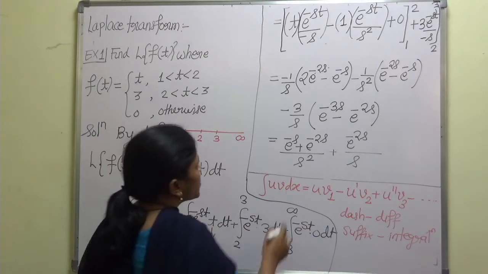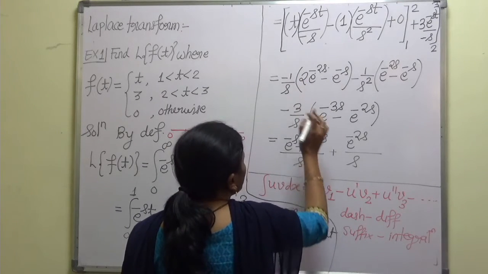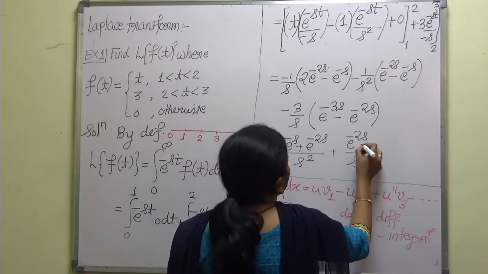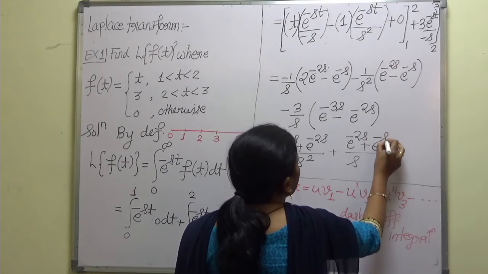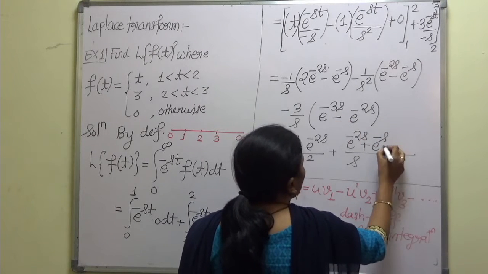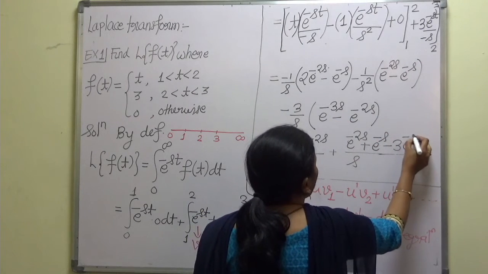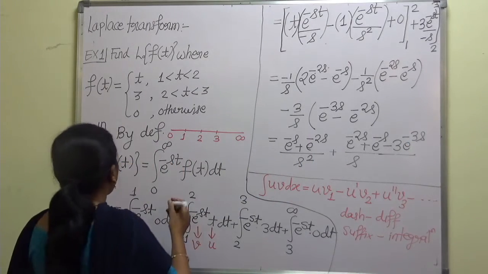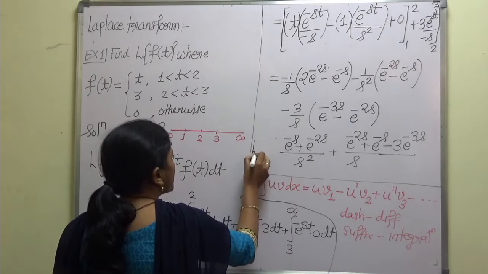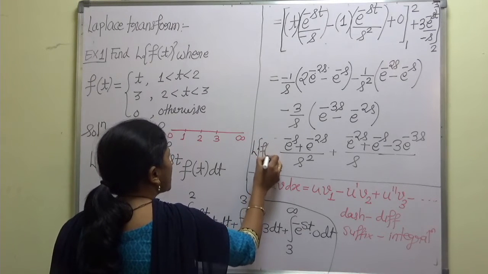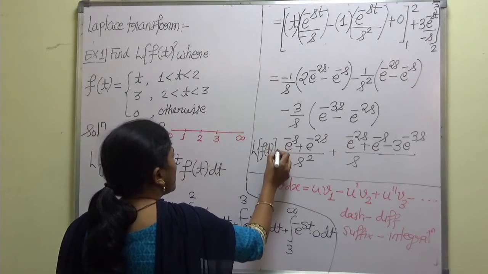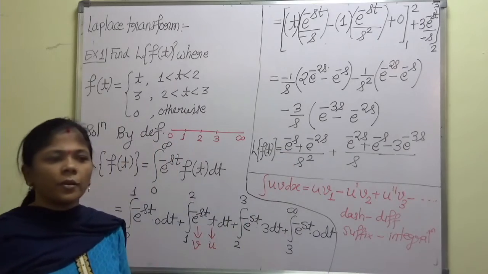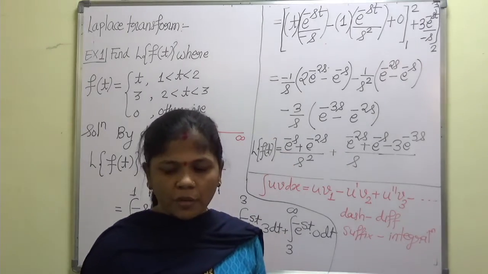Okay, now next. Minus minus plus e raised to power minus s. And here what is left? Minus 3 e raised to power minus 3s. So this is the required Laplace transform. So the Laplace transform of f of t is equal to this, according to the definition, right?